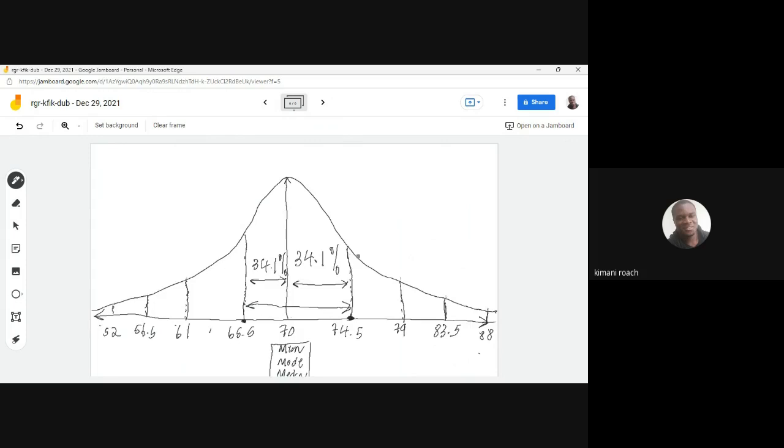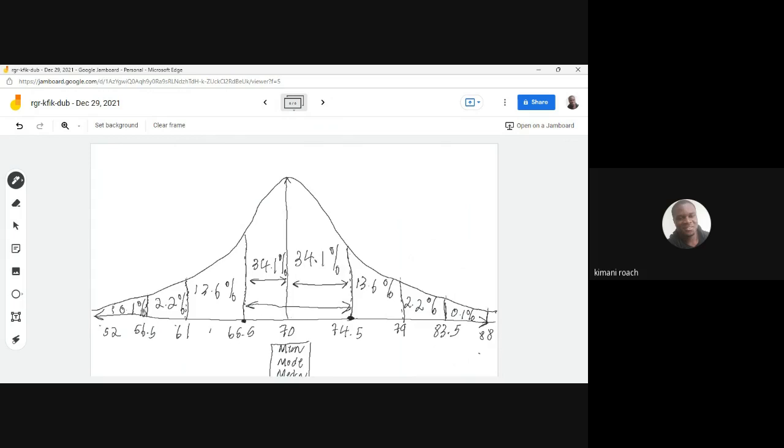Now, with these two standard deviations being where the majority of our data will be, we're going to have another 13.6% in our second standard deviation, both left and right. Then I'm going to have 2.2%. And then I'm going to have 0.1%.